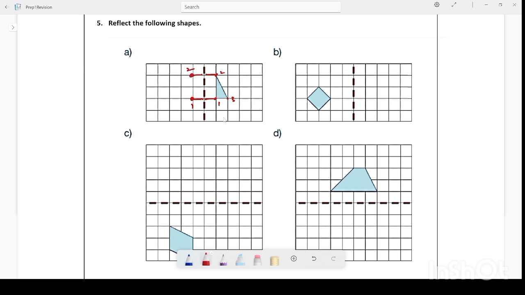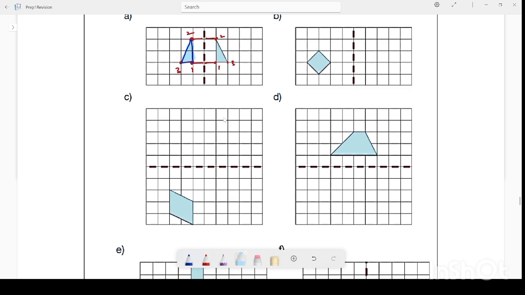Dot 3 is 2 blocks distance from the line of symmetry. So that's 1, 2, and at point 2 we'll draw dot 3. And we'll join these points, so we'll get this shape. And we'll fill this in with some shade. So this is the reflection. This is how we draw a reflection.